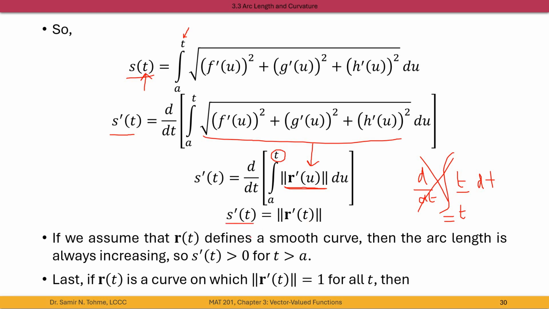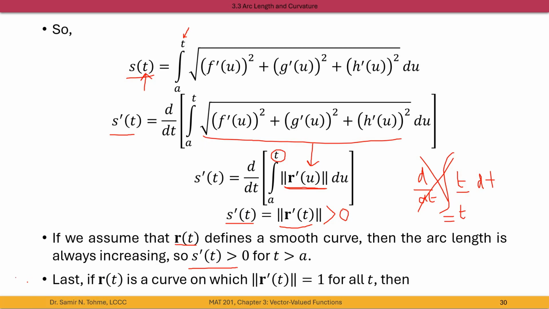So this is the velocity. So if we have a smooth curve r of t, the arc length is always increasing. And since this is positive because this is the magnitude, we can say s prime of t is always positive because the magnitude of the derivative is always positive.